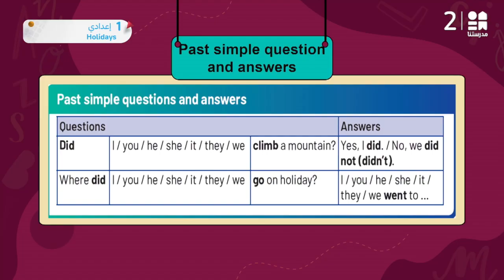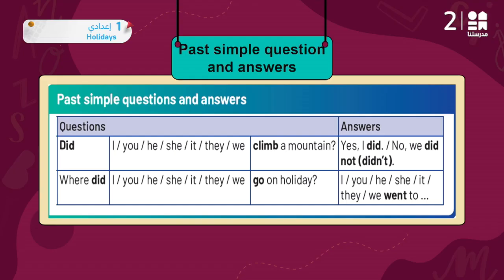In the answers, in the affirmative I can say yes I did, or I can use the past form, yes I climbed a mountain. But in the negative, I have to use the auxiliary with not with the basic form, so it will be no they didn't, they went to, for example, Alexandria. Got it? Okay. Let's check our understanding by answering this exercise.